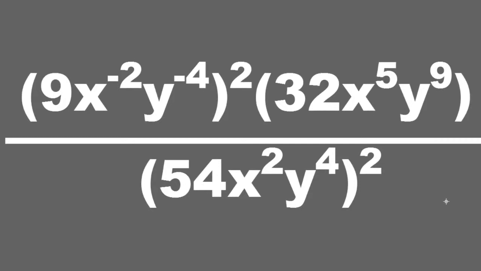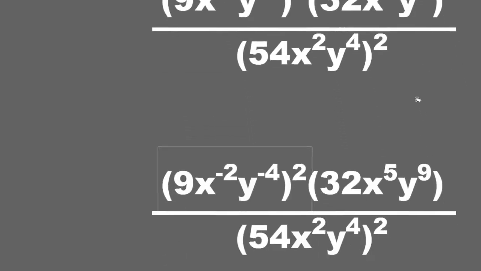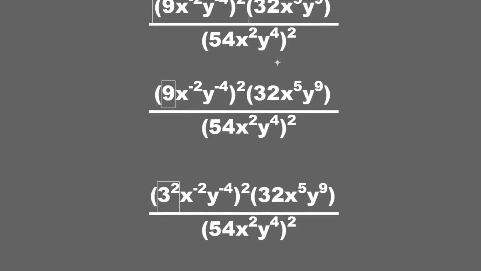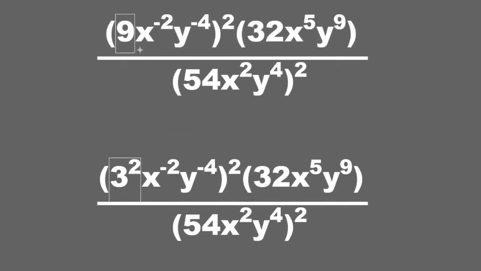What is the first step that I'm going to take? Well, it might seem like a little trivial step, but I am going to take this 9 and rewrite it as 3 squared. Remember, 3 squared is 3 times 3, which is 9, so these two expressions are equivalent, but this will help me later on in the exercise.